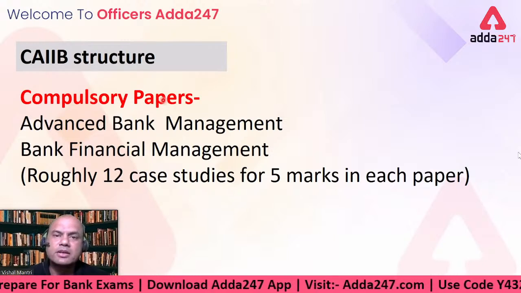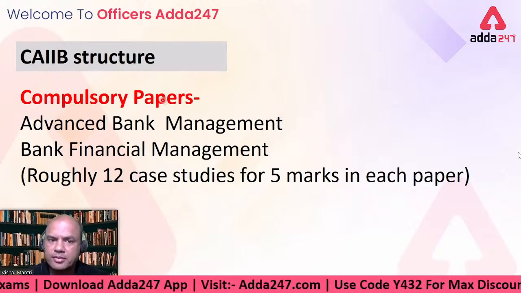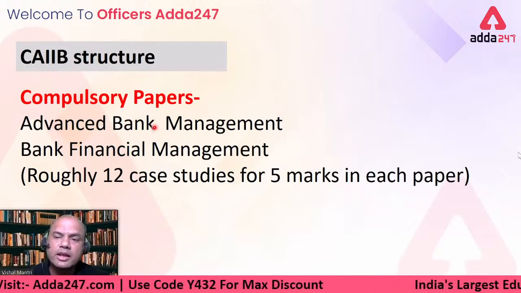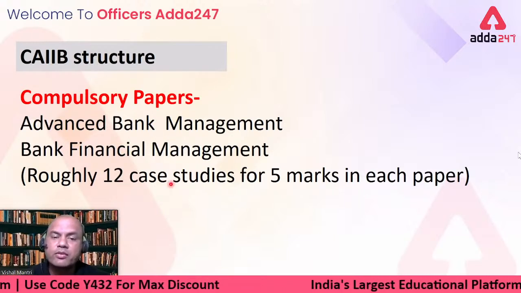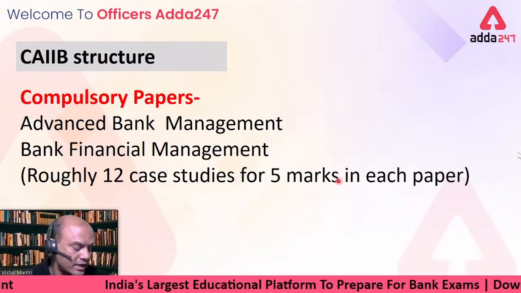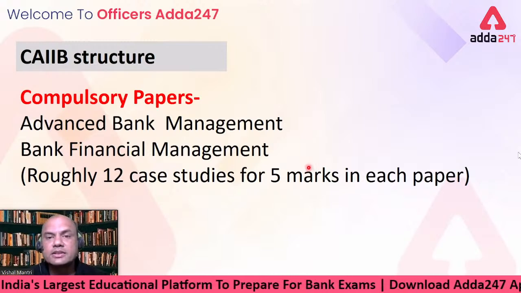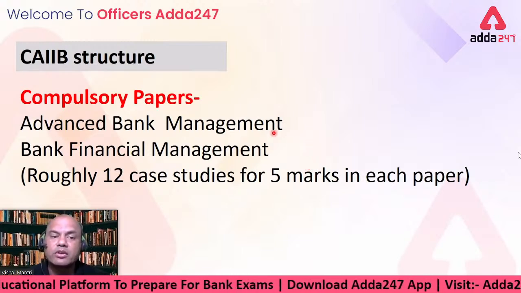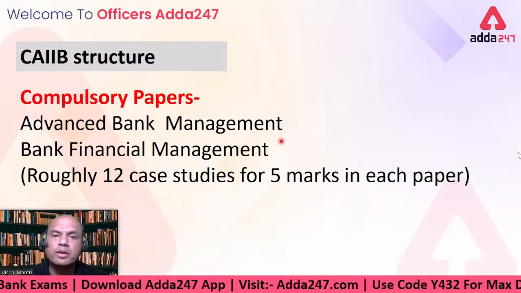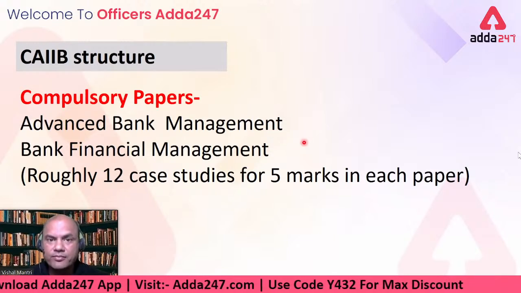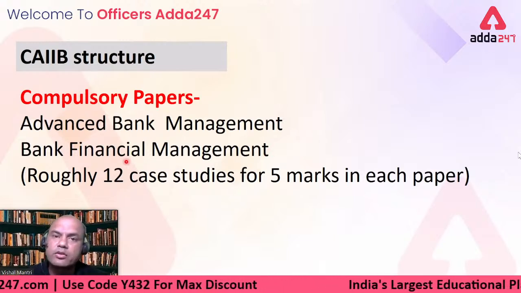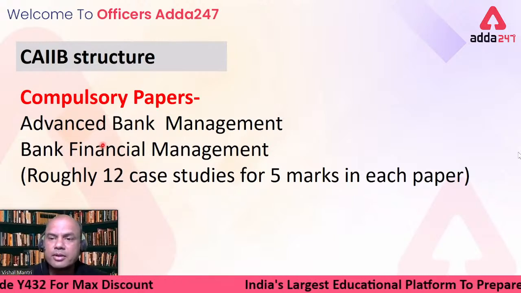There are two compulsory papers in this CIIB. One is ABM, second is BFM. Okay, in both ABM and BFM, we have roughly 12 case studies of 5 marks each. 12 by 5 means roughly you'll be getting 60 marks purely based on these case studies only. So remaining how many? Only 40 marks remain for one-liners. Okay. So these case studies decide whether you'll be passing or failing in the ABM and BFM topic.